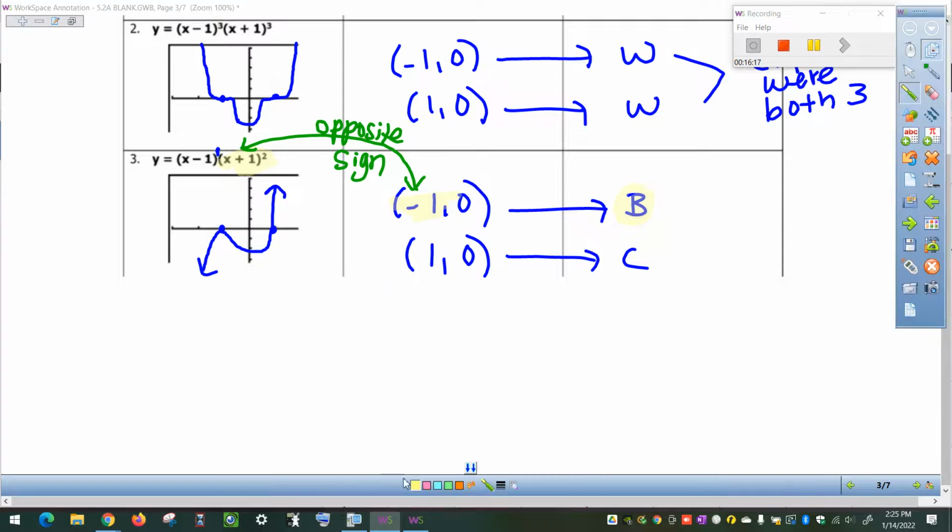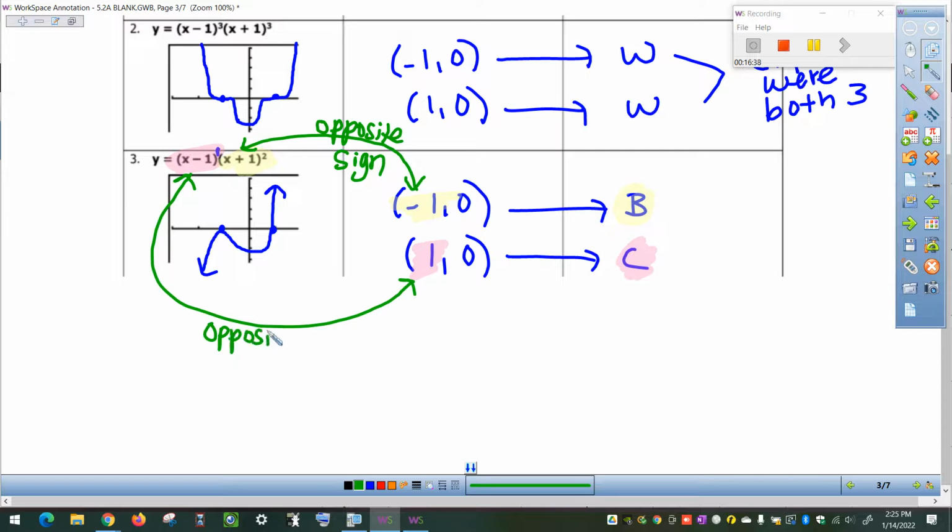So if we look at the cross, now we know that a cross is going to be an exponent of 1. Well, the part that has the exponent of 1 is listed first. That was actually x minus 1. Sure enough, that seems to follow the same pattern: the minus 1 in the parentheses turned into the opposite sign when we wrote it out as an x-intercept.